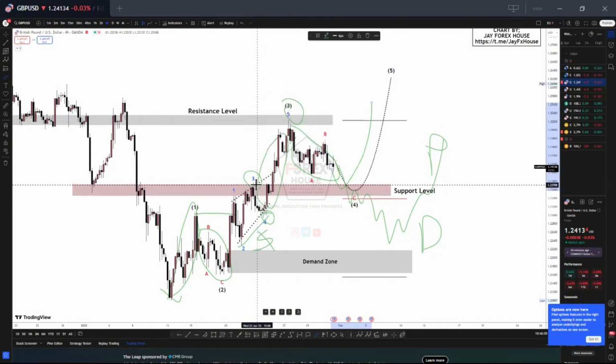Not the internal structure though. Internal structures can always be correct. If there's something wrong with your analysis on Elliott wave, it's probably because what you identified on a higher time frame was not correct. And then as you can see, I never went to the daily. I'm just giving you guys a breakdown of what I see on the 4-hour time frame.